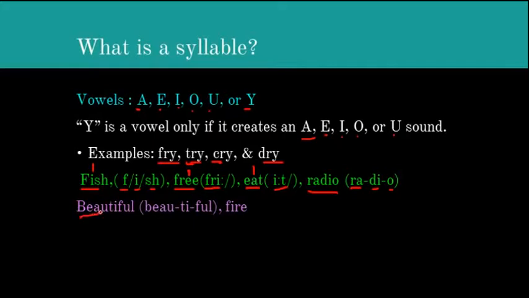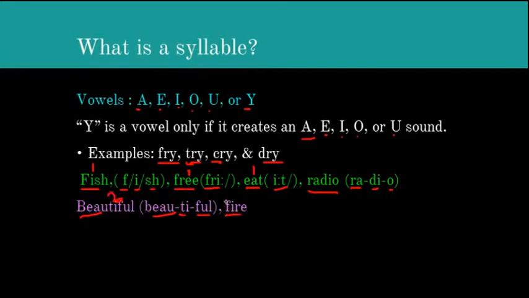Now we have the word beautiful. So let's divide beautiful into parts. Beautiful. So we have E, A, U. But for these three vowels, we have only one sound, beau. Then we have vowel I after T, and then we have vowel U. So if you pronounce beautiful, you can hear three vowels. So beautiful is a three syllable word.